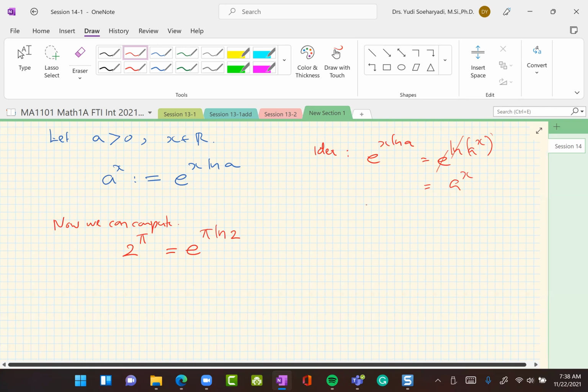You can plug it into your calculator. Let's try it. e to the pi times ln of 2. So then this gives you this one. Because you can plug this into your calculator.